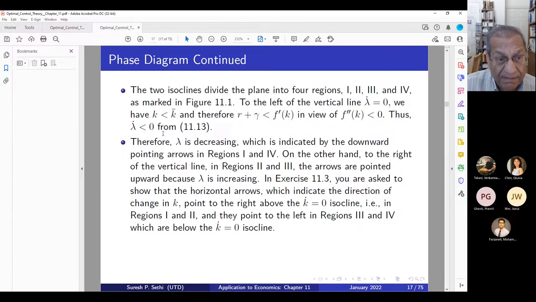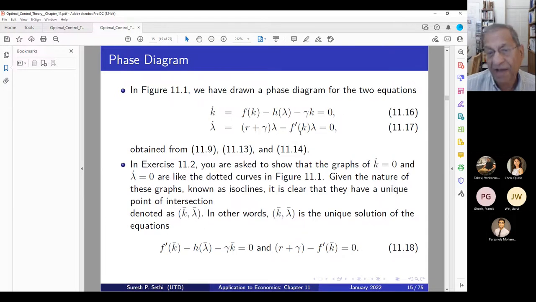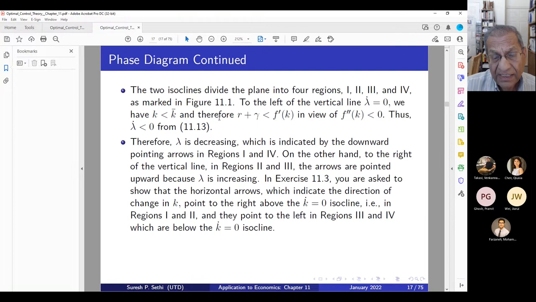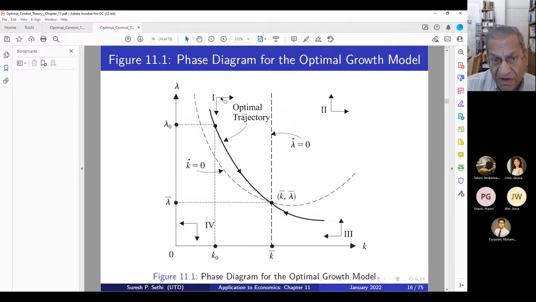So left of the line lambda dot equals 0, we have k less than k bar. But remember, f double prime of k is less than 0. We know that already. We made that assumption on the production function. That means f prime k is decreasing as k increases, which means f prime k is increasing as k decreases. And this is k decreasing. So f prime k is now bigger than r plus gamma, where it was equal to 0 at k bar. Because for k less than k bar, f prime k will be bigger than what it was at k bar, then this quantity on the right hand side is actually decreasing. So lambda dot is less than zero, which means lambda is decreasing.